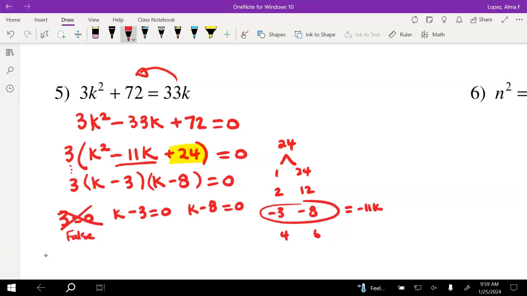k minus 3 equals 0. I'm going to move the negative 3 over to the other side, so I'm going to end up with k equals 3. For the second factor, I'm going to move the negative 8 over to the other side. That's going to make it k equals positive 8.